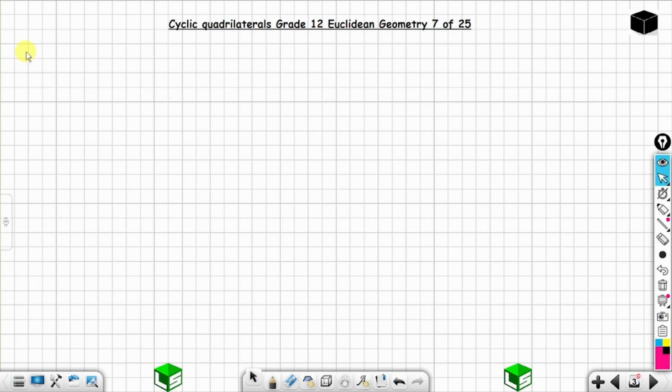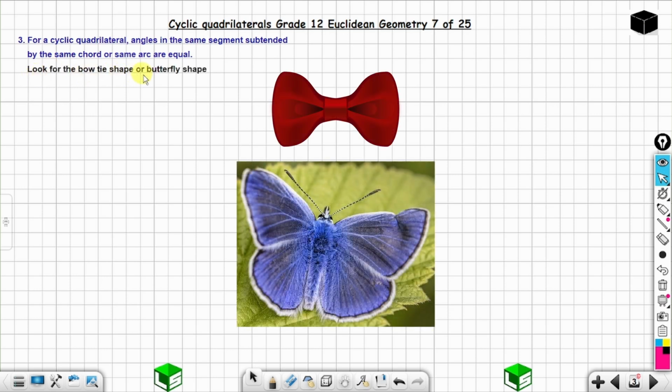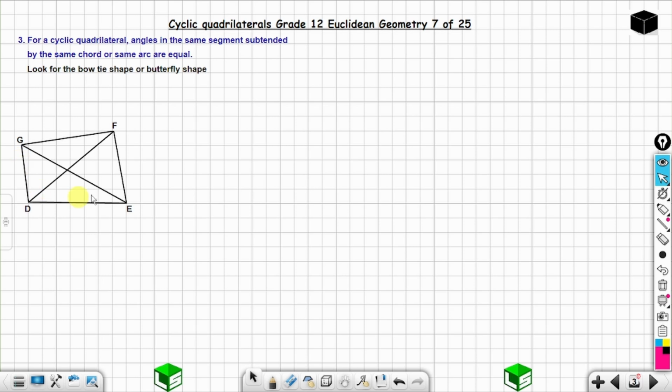Now the third way to prove that a quadrilateral is cyclic. For a cyclic quadrilateral, angles in the same segment subtended by the same chord or the same arc are equal. If the angles are equal, then you have a cyclic quadrilateral. So you are going to look for the bow tie shape or butterfly shape. You have this quadrilateral. How can you prove that this quadrilateral is cyclic? Can you see? You can get a bow tie shape or butterfly shape.